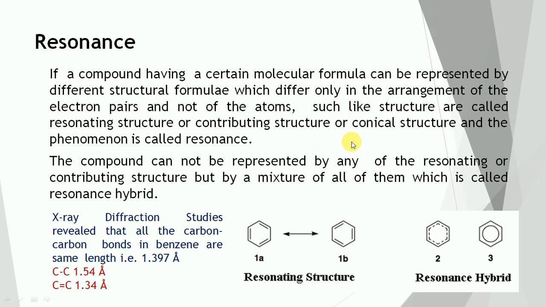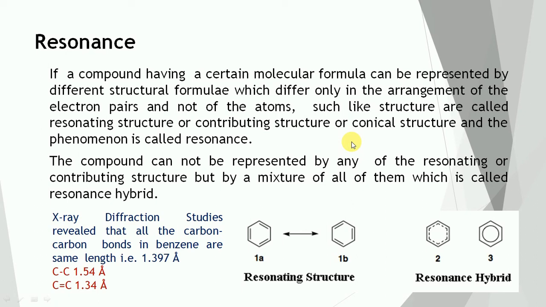Resonance. If a compound having a certain molecular formula can be represented by different structural formulas which differ only in the arrangement of the electron pair and not of the atoms, such structures are called resonating structures or contributing structures or canonical structures, and the phenomenon is called resonance. The compound cannot be represented by any one of the resonating or contributing structures but by a mixture of all of them, which is called the resonance hybrid.